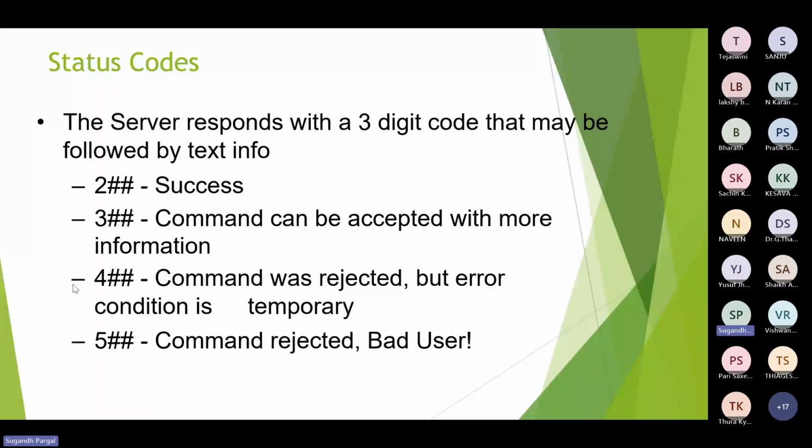Then there is the other code, 3xx, which starts with 3 and the other two digits can be any number. This means that the command can be accepted with more information. Then there is 4xx, which means the command was rejected but the error condition is temporary, so it might be accepted at some later stage. Then 5xx shows that the command is rejected and it is a bad user, which means the server doesn't exist.